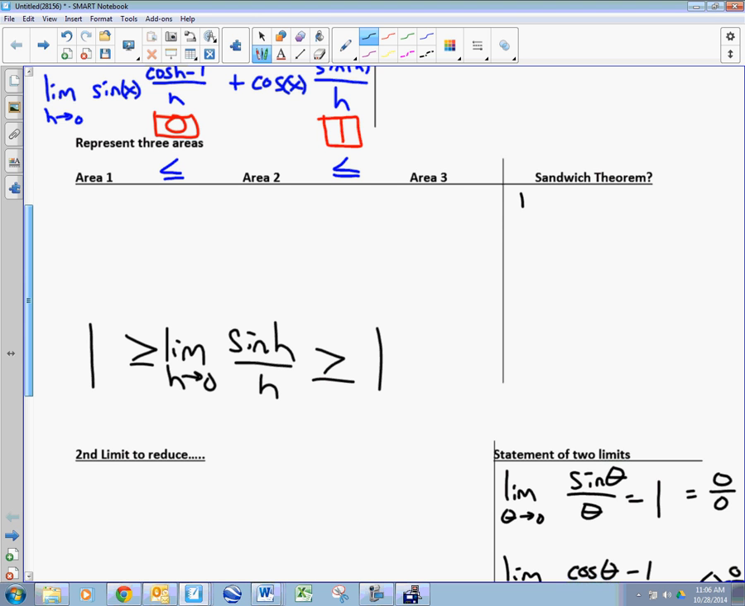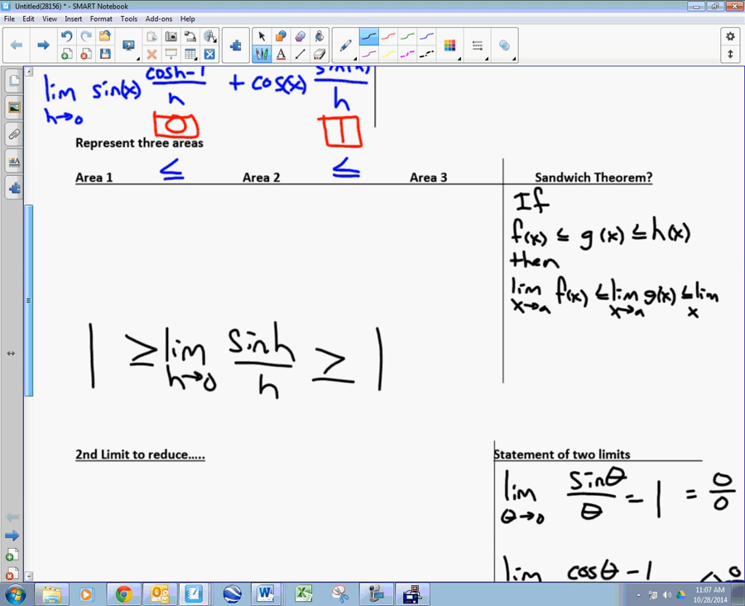The sandwich theorem says if f of x is less than or equal to g of x, which is less than or equal to h of x, then the limit as x goes to a of f of x is less than or equal to the limit as x goes to a of g of x, which is less than or equal to the limit as x goes to a of h of x.